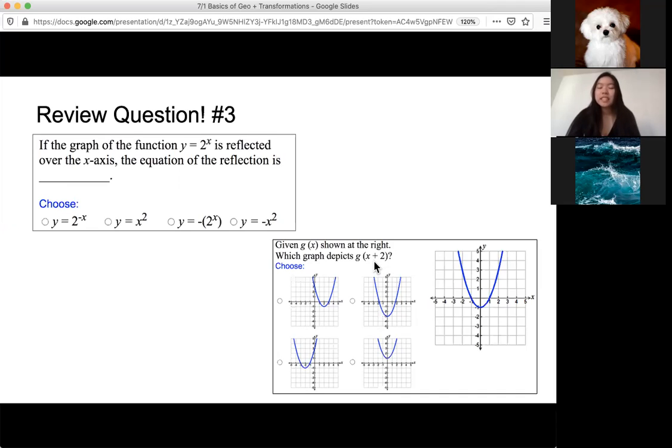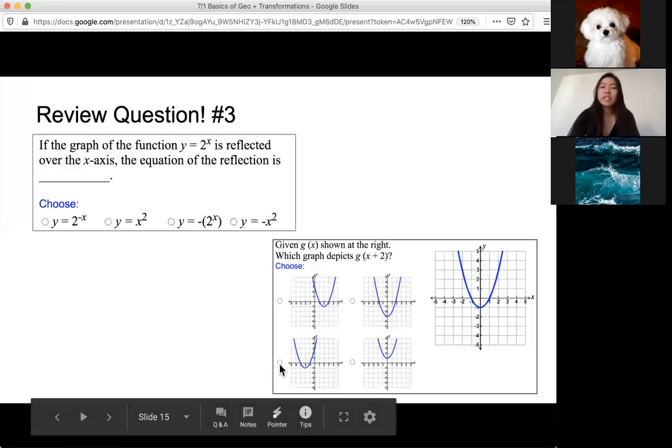So because it's a positive, again, or x plus 2, it's going to be going to the left. It translates left 2, just because when you find the number that goes into x in order to make the equation equal to 0, it would be negative 2. So the answer here would be C, or this graph right here.